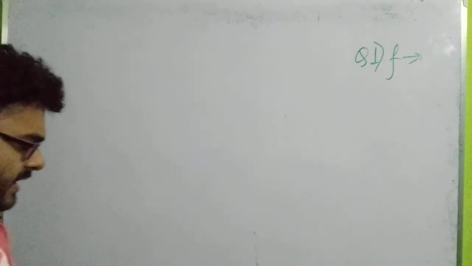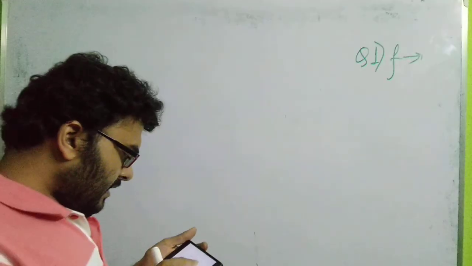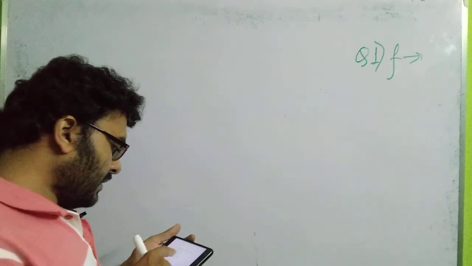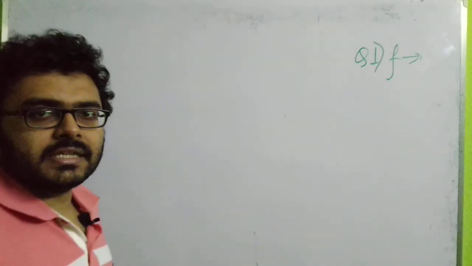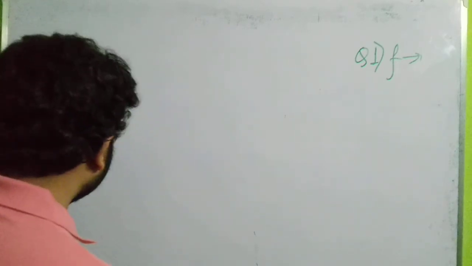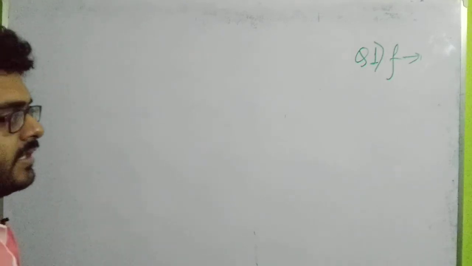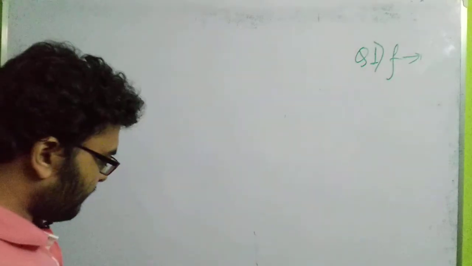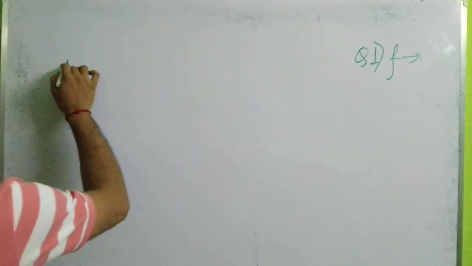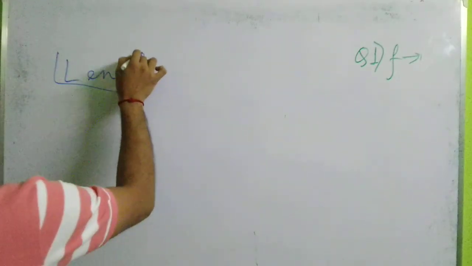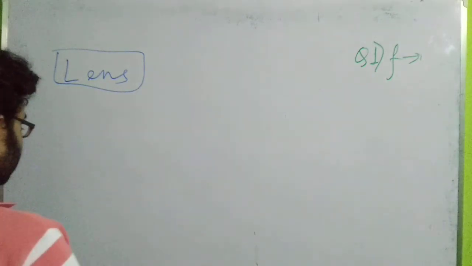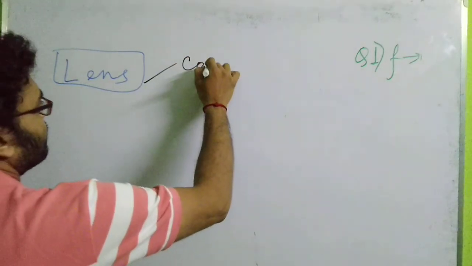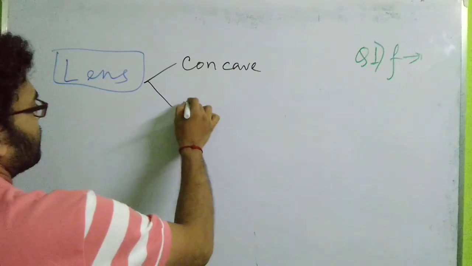There are 4 questions regarding 1F. So first let me tell you that there are 2 kinds of lens. We can also say spherical lens, because lenses are formed using spherical glass balls. So lenses are of 2 types. One is concave and another one is convex.